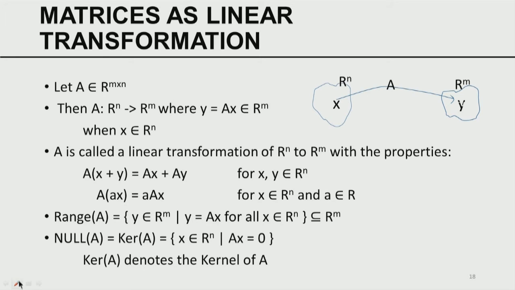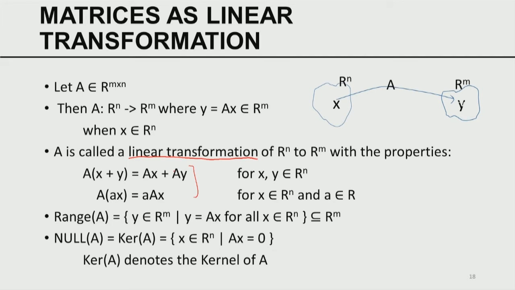We call an operator, or a transformation, a linear transformation or a linear operator from Rn to Rm if it satisfies two properties. A times (x plus y) is Ax plus Ay. A times (alpha x) is alpha times Ax. The first property is called additivity, the second property is called homogeneity. If a given matrix satisfies these two properties, then it is called a linear transformation.